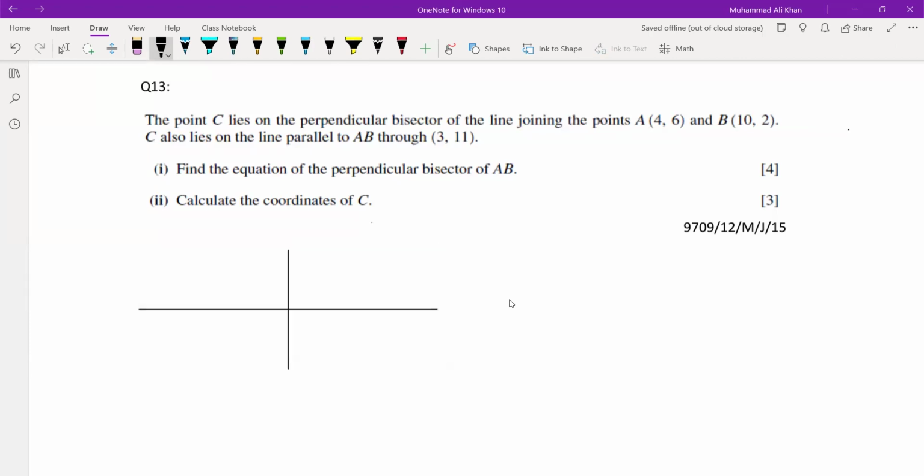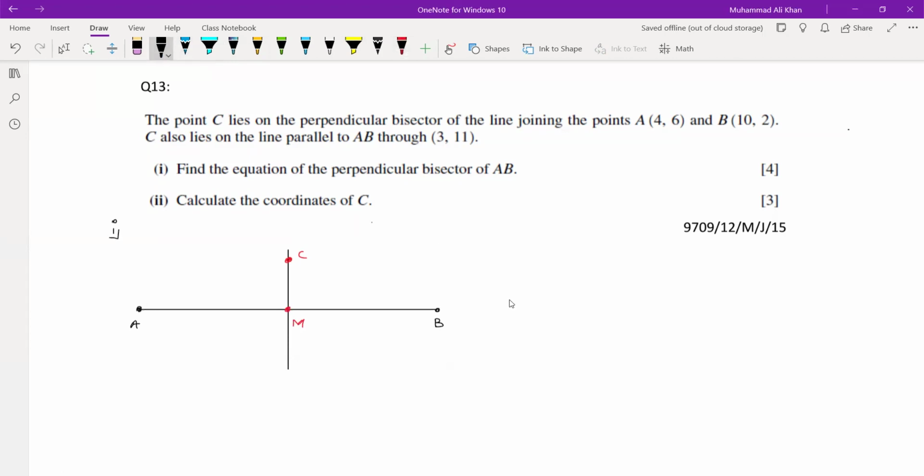Now, the point C lies on the perpendicular bisector of the line joining AB. Here it is A. Here it is B. C lies here on the perpendicular bisector. Find the equation of the perpendicular bisector of AB. How can we calculate the equation of perpendicular bisector of AB? First, we have to calculate the midpoint.